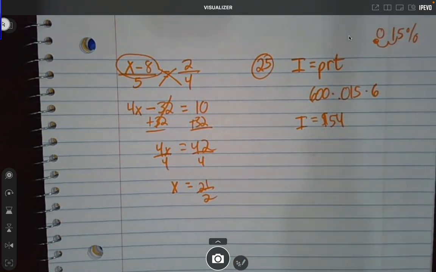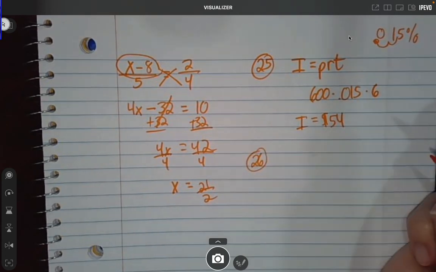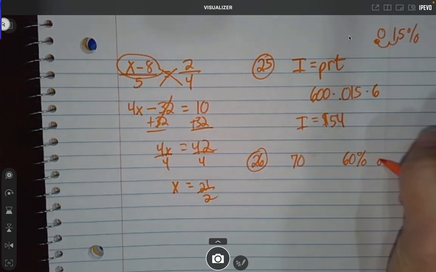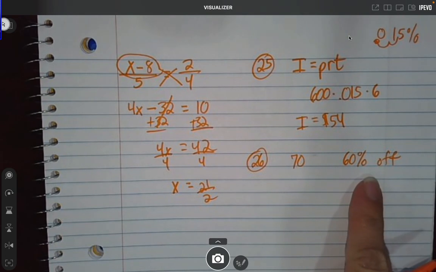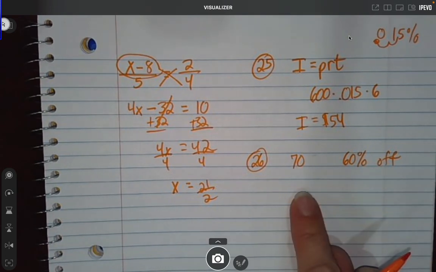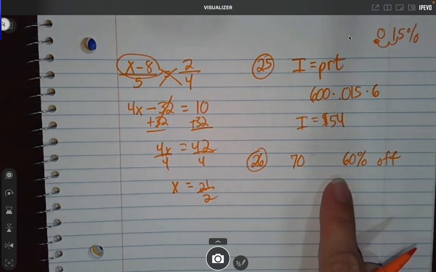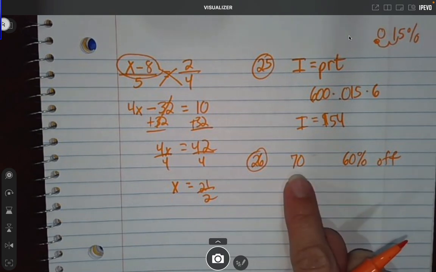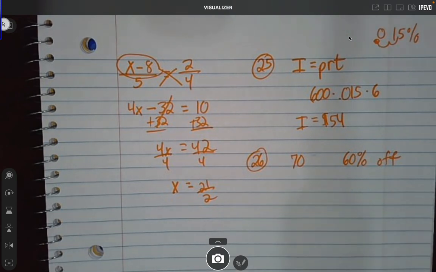Okay, number 26. It says a dress is $70 and it's 60% off. Okay, so what is 60% of 70? What does of mean? You multiply. So it's 0.60, right? You have to change it again. So it's 0.60 times 70. And what's the amount that we're going to take from it? Take off. 0.60 times 70. Oh, that's not mine. It's like 0.6 times 70. Oh, no, I didn't do it.